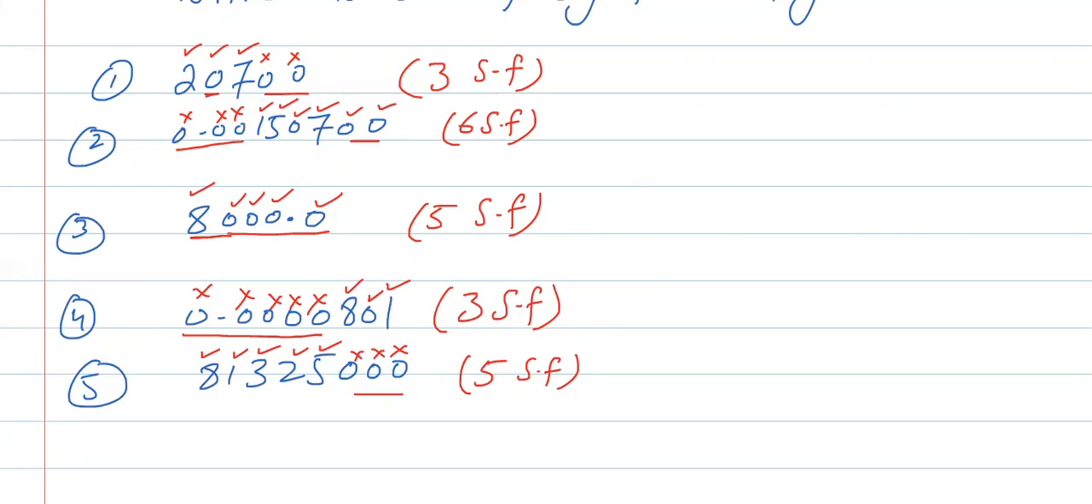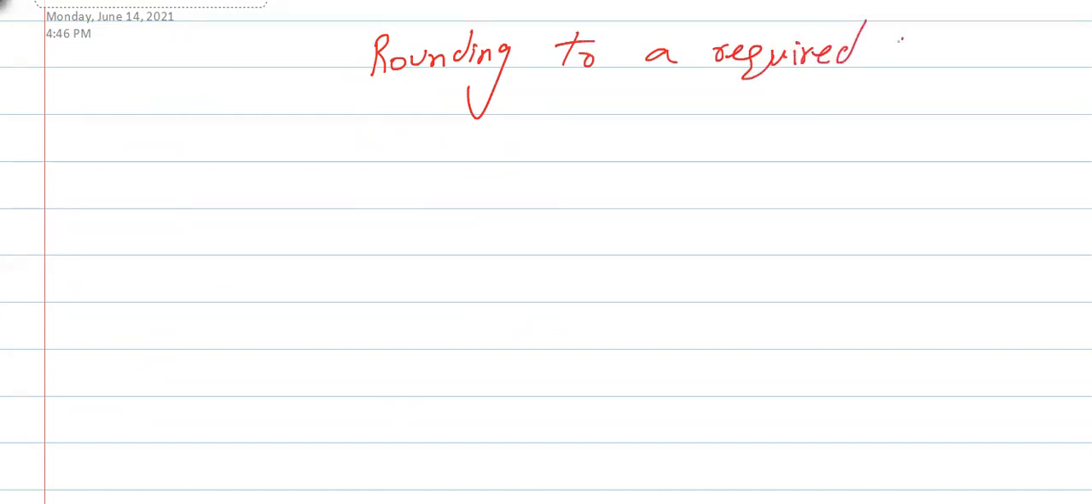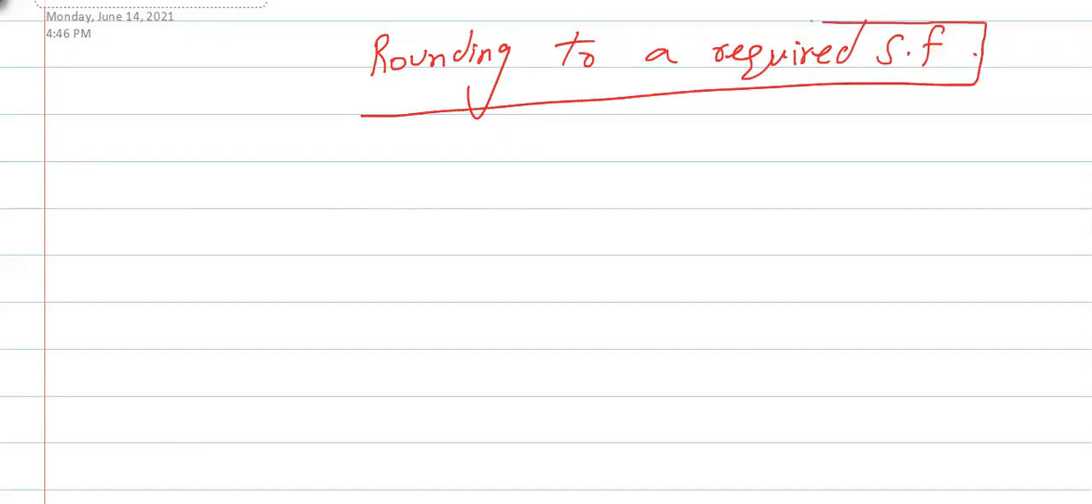Okay, sir. So now hopefully if a number is given to you, you can count how many significant digits are there. Okay, let's move a step ahead. One more step, which is rounding to a required significant figure. Just like we rounded to a required decimal place, this time we are going to round to a required significant figure.